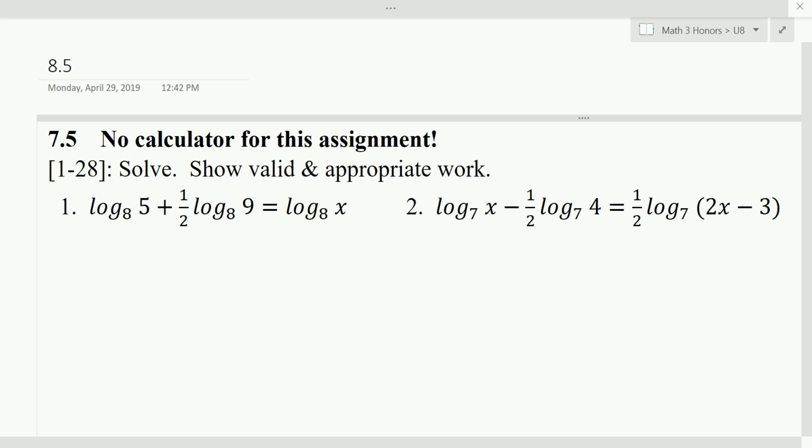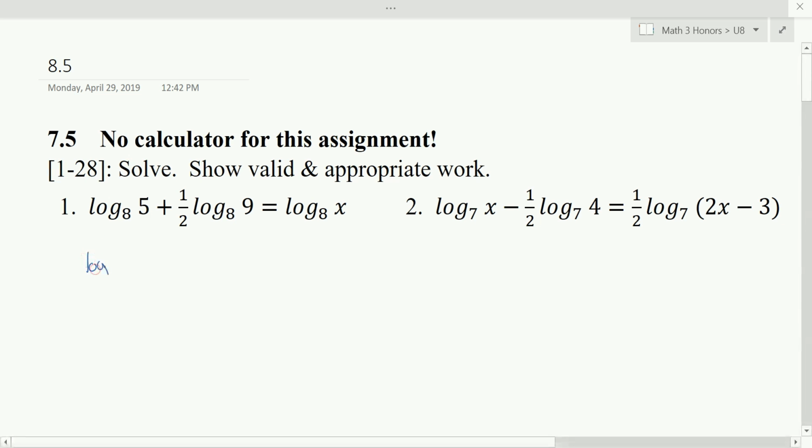And so my right side already has one log. Leave that. My left side, I got 2 logs I need to condense. In order to condense, what am I going to have to deal with first? The 1/2. So if you have a coefficient other than 1 in front of the logs, you have to use the power property to move that number. Okay, so that's the first step. Log base 8 of 5. I'm going to move the 1/2 to be the power of 9.